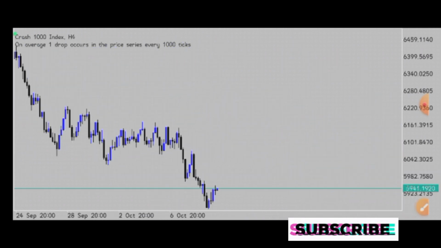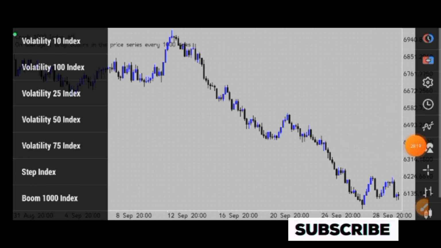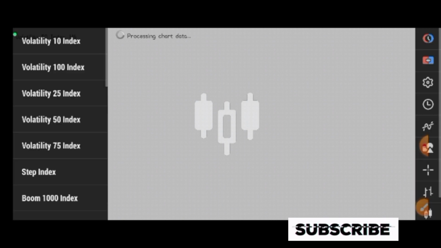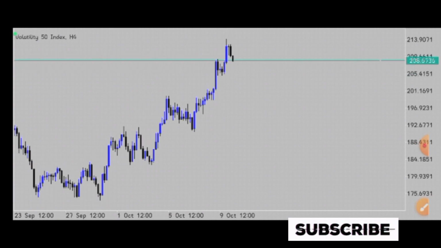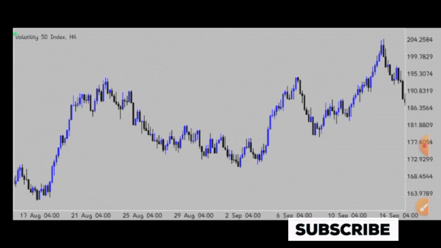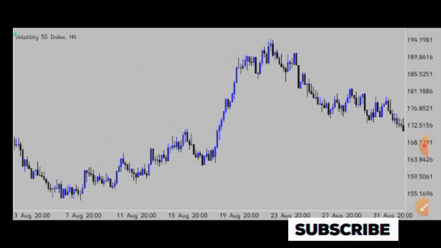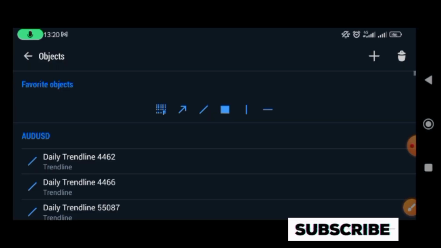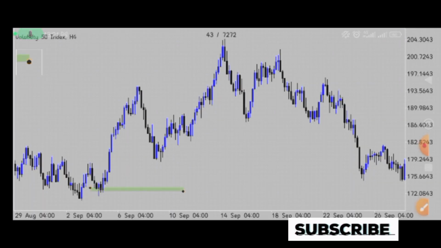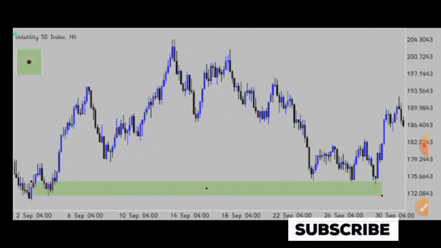So let me look for the last one again before I close the chart. Let's look out for the last one to mark out. So guys, here we are. Let me look out for this. We have these as our support level. Yes, we have our support level. Yes, this is a support level.